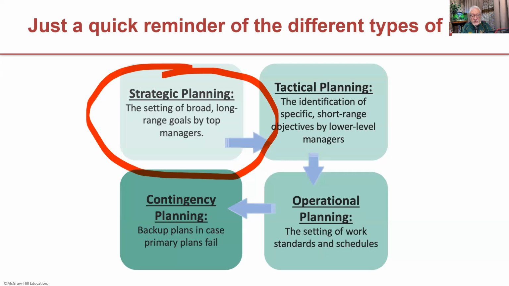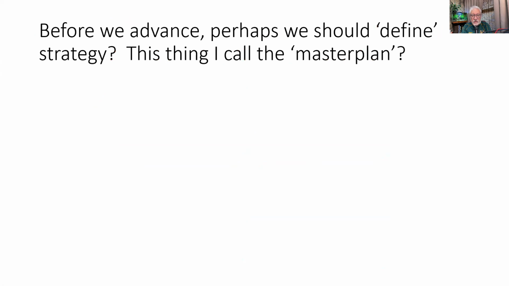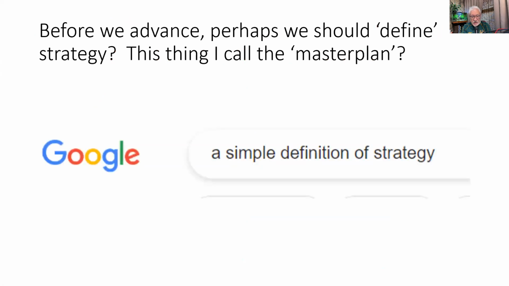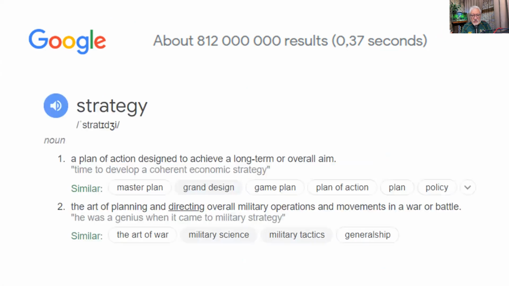But I don't know if you understand what we mean when I say strategy, so I went and hauled out some definitions for you. And I went to Google and I typed in, as you see it there, that's a screenshot, a simple definition of strategy. What did it tell me? This is what it told me in 0.37 seconds. I just went to the first few results. I certainly wasn't going to go to all 812 million of them.